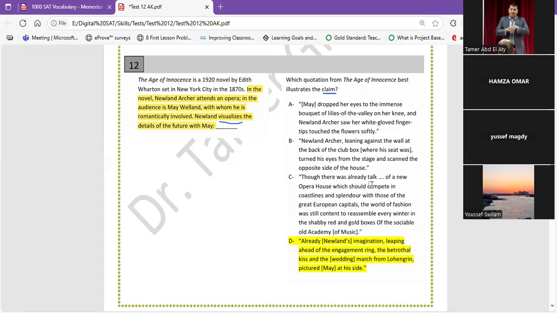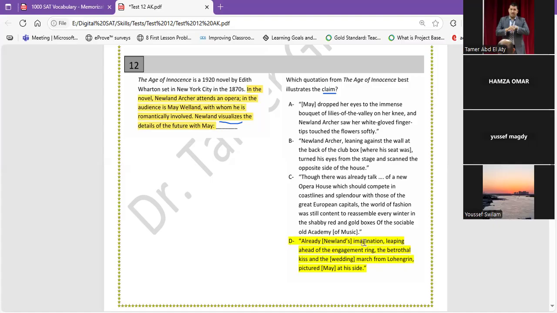Though there was already talk of a new opera house which should compete in costliness and splendor with those of the great European capitals, the world of fashion was still content to resemble every winter in the shabby red and gold boxes of the sociable old Academy of Music. He didn't talk about the relationship between both of them.